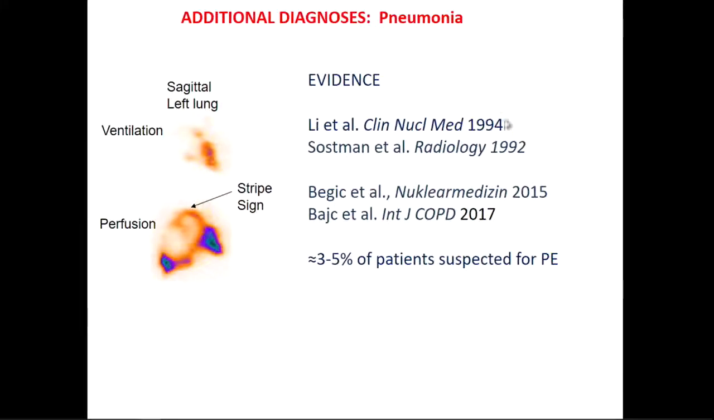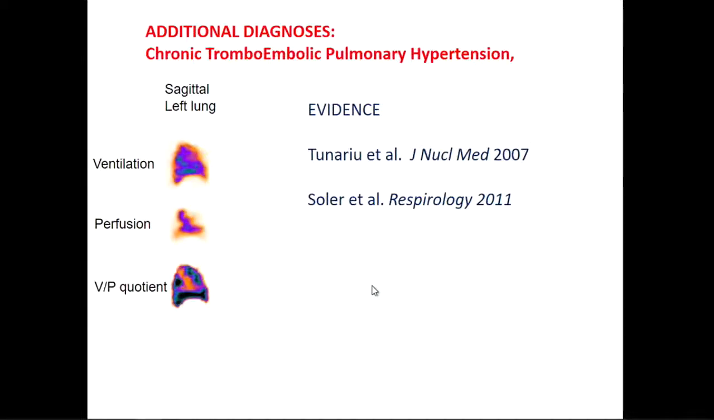Pneumonia, since long it's known that it will cause specific signs. The stripe sign, as demonstrated by Sostman et al. many years ago. Later publications, again, Marika. Chronic thromboembolic pulmonary hypertension: where is the evidence? Very few studies, but very convincing studies, because even if there are few publications, it is regarded as a gold standard.